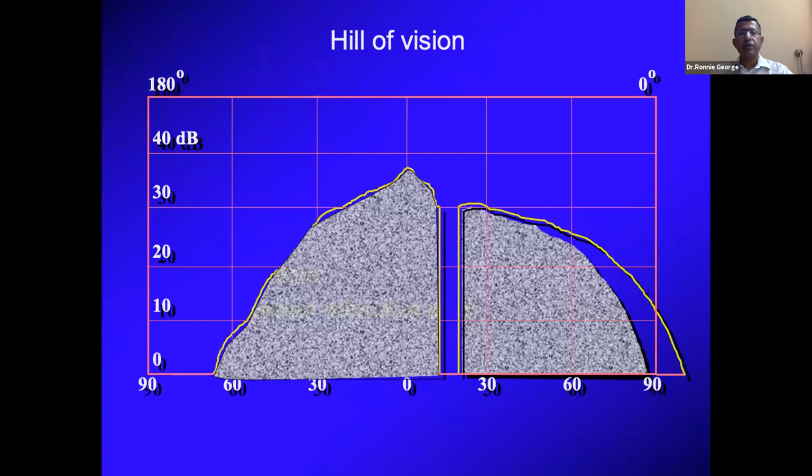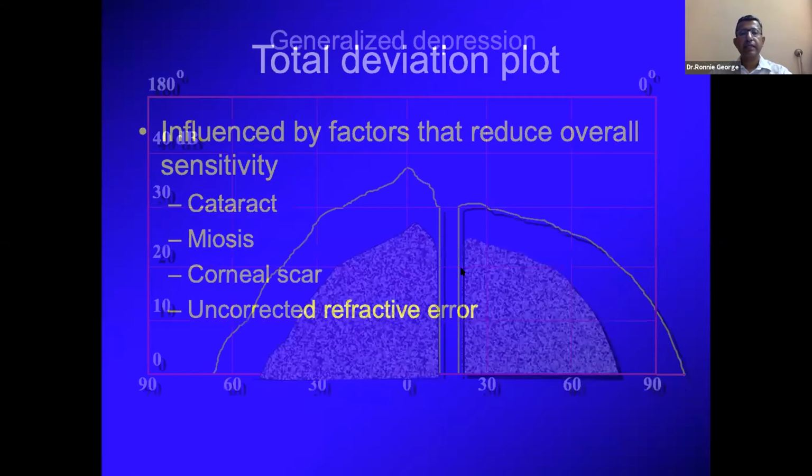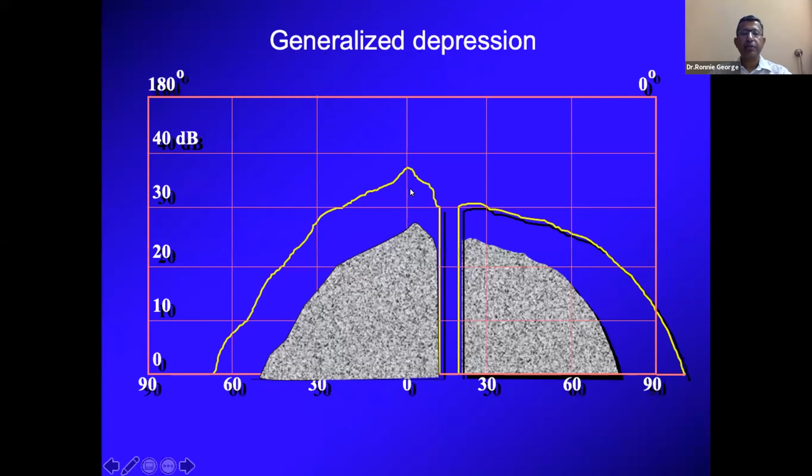So when you look at the total deviation plot, there are many factors that can reduce the overall sensitivity. For example, cataract can reduce it, a small pupil can reduce it, a central corneal scar can reduce it, uncorrected refractive error can reduce it. Even if you have just done applanation and gonioscopy and the central cornea has a number of SPKs on it, that can cause a reduction. So what would happen then is that the hill would get depressed. This is the actual threshold of the patient, but because of the cataract, you cannot see that dimmer stimulus. You are able to see only brighter stimuli, and therefore the hill of vision is depressed.